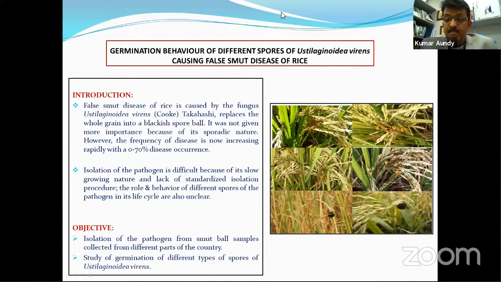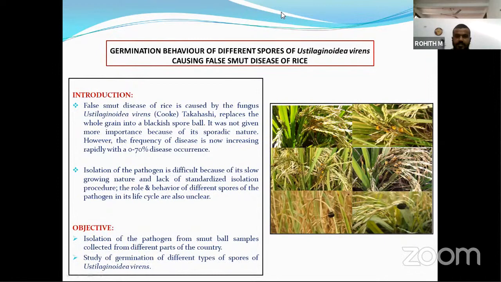Good afternoon, respected teachers. Myself, Rohit. I am presenting on the topic germination behavior of different spores of Ustilaginoidea virens causing false smut disease of rice. False smut is an emerging disease of rice and it is caused by an ascomycetous fungus Ustilaginoidea virens. Earlier, it was sporadic in nature, but now the frequency of the disease has increased and the disease occurrence may be up to 70%.